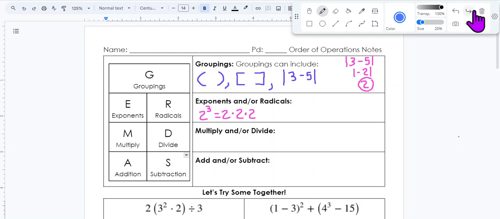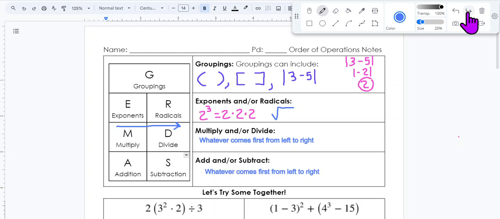Okay, those are exponents. Radicals are the square root sign. We did square roots when we did perfect squares, right? Like the square root of 16 is 4, because 4 times 4 gives you 16, right? So square root signs are also in that same part. All right, the next one is multiply or divide, right? In multiply and divide, we want to do whatever comes first from left to right, all right? And then the last step is add or subtract, and we want to do whatever comes first from left to right.